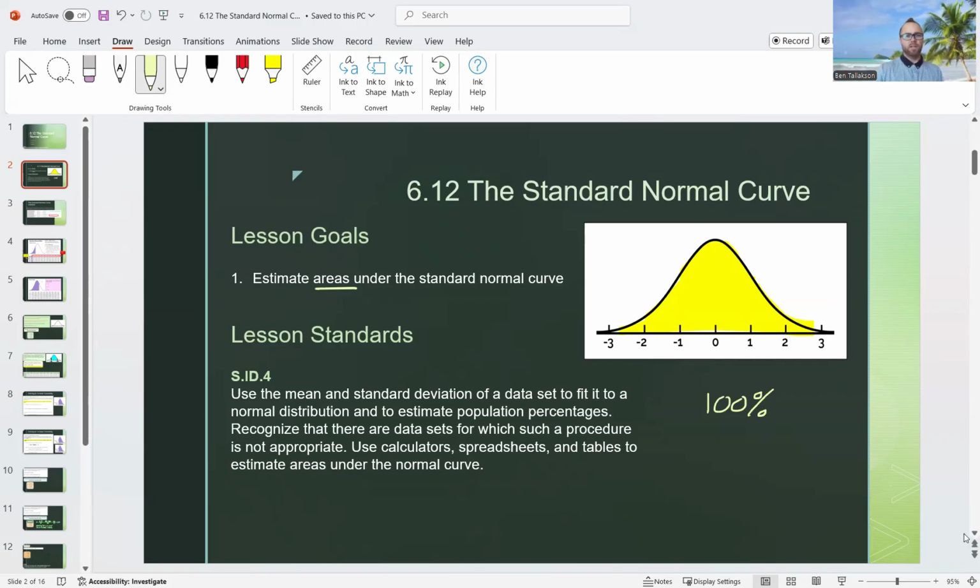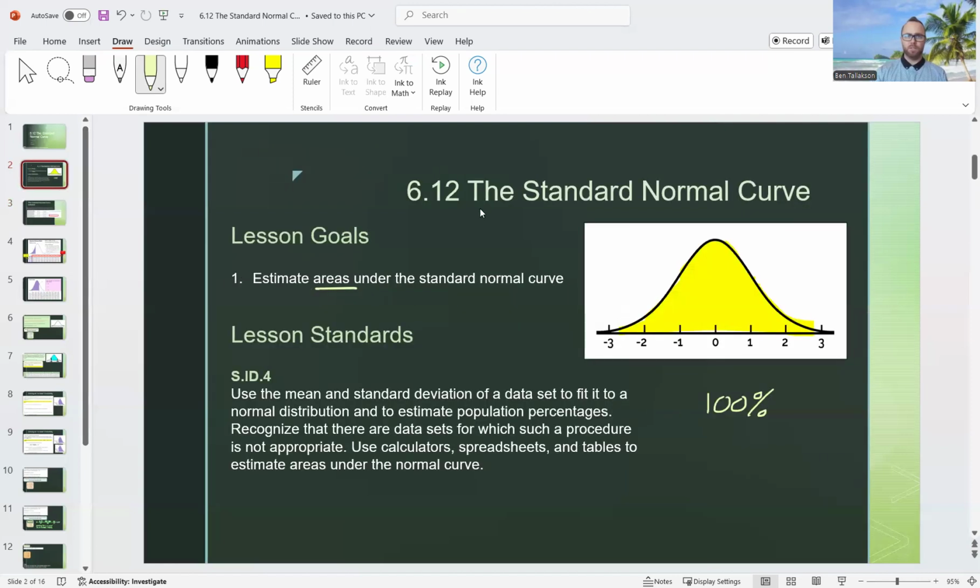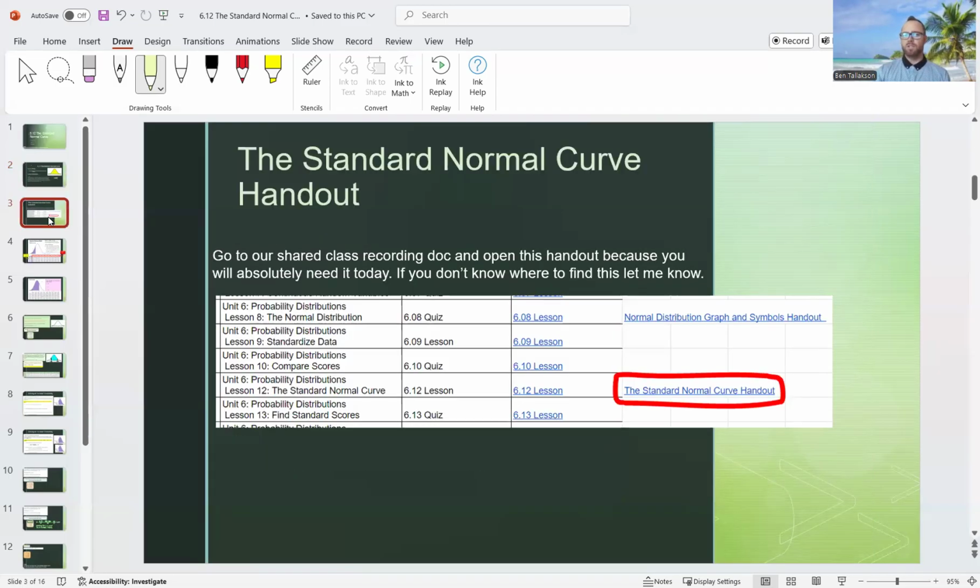Okay, let's go ahead and find out how we're going to find these areas to ultimately find the probabilities. You will need the standard normal curve handout. Now, if you don't have access to this handout, you can always Google standard normal curve table. It's quite long because it goes all the way from -3 to +3, like we see on our standard normal curve, in decimals. Okay, we're going to use that today. You absolutely need that to help you answer these questions.